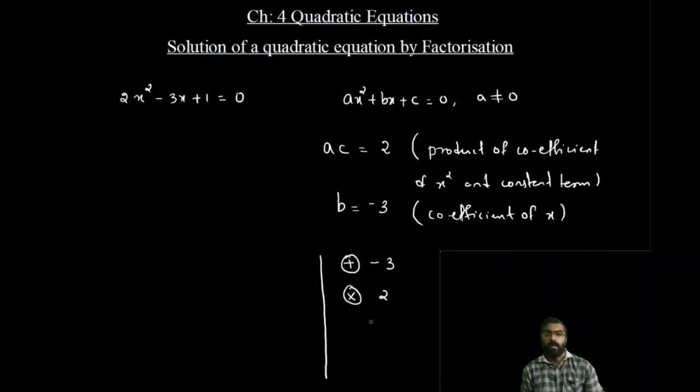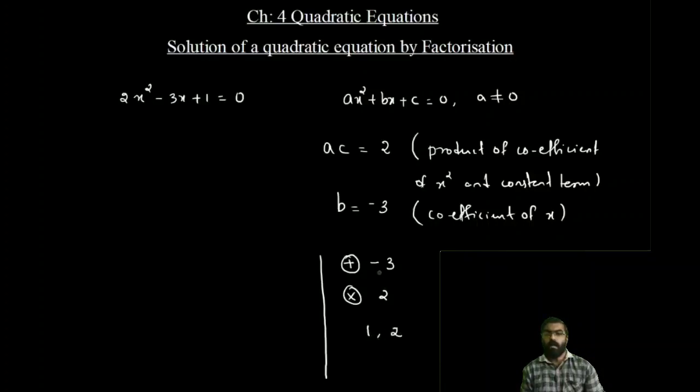Is it clear? In order to find the numbers, we have to write the factors of the product. That means here the product is 2. So we have to write the factors of this number 2. And we know the factors of 2 are 1 and 2 only.